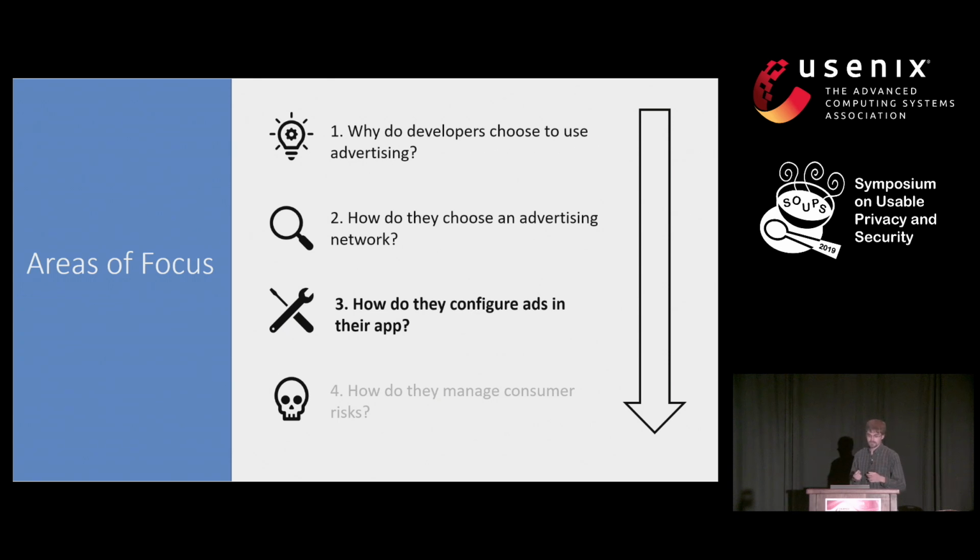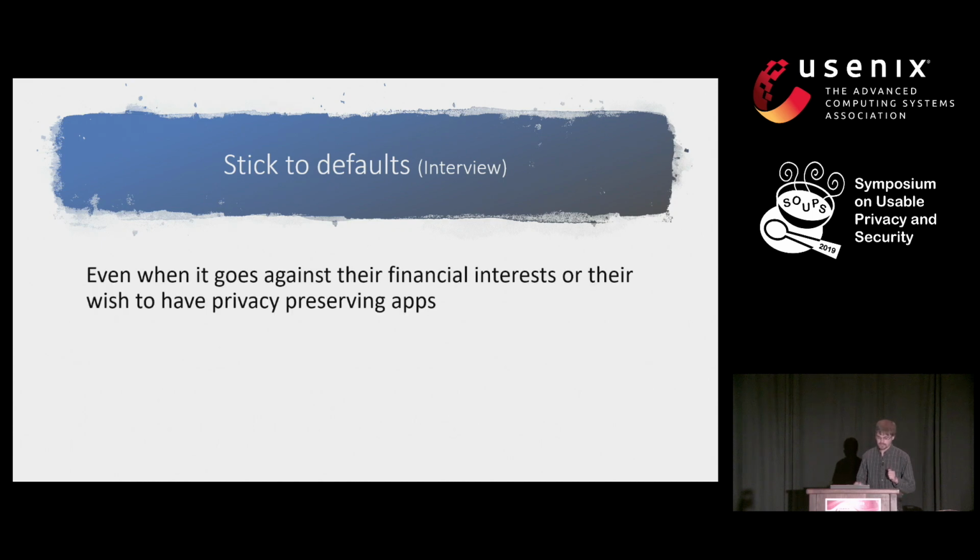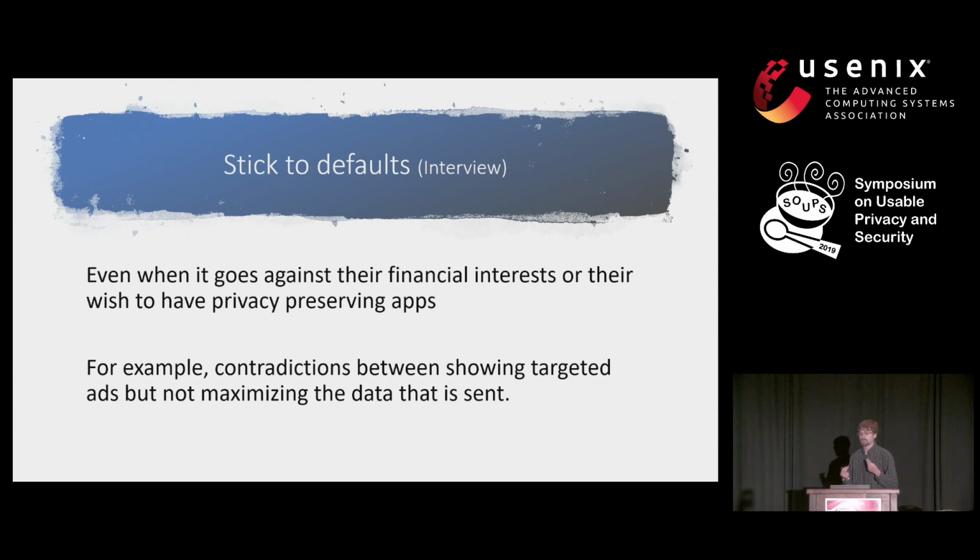Now to our third question, how do app developers configure the ads in their app? And here we saw that there was an overwhelming default bias, and participants would generally stick to the default settings provided. Now, this in itself is not surprising. We all stick to default settings. But what is surprising is that they stuck with these settings even when these settings went against their wishes, like generating more revenue or having privacy-preserving apps. And this led to some very interesting contradictions.